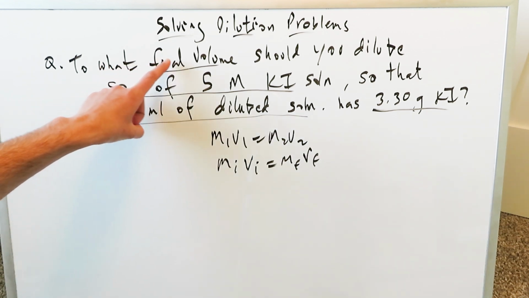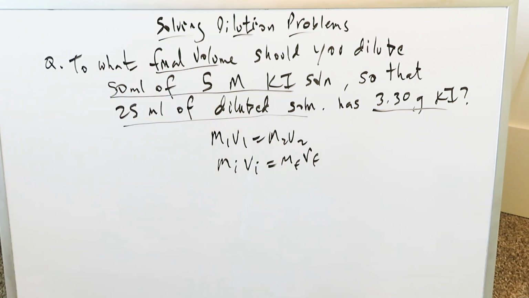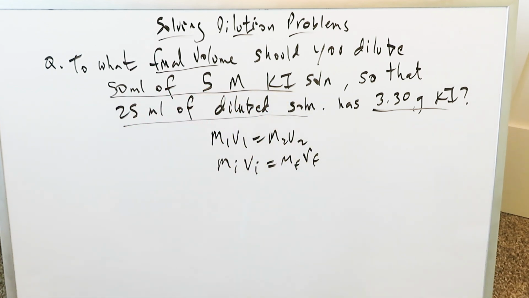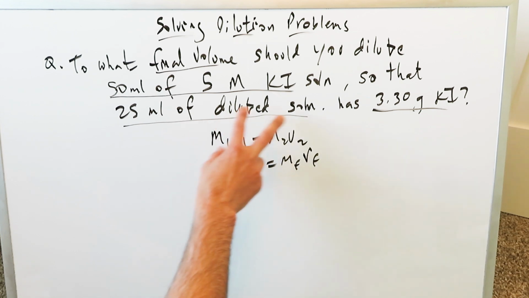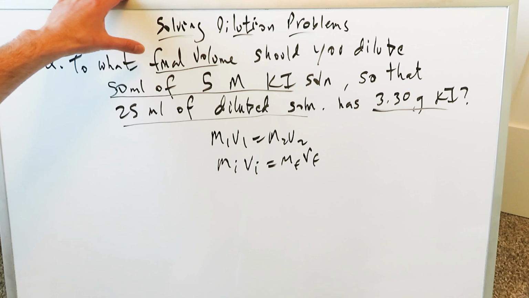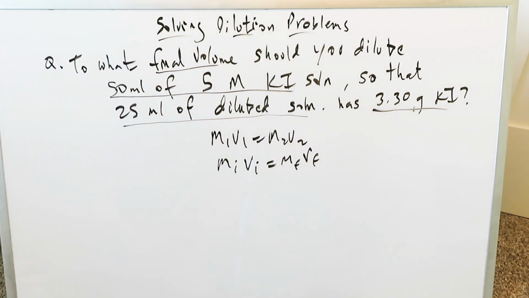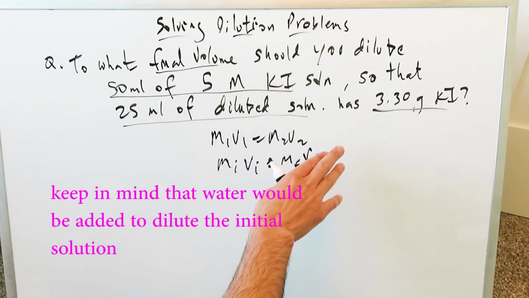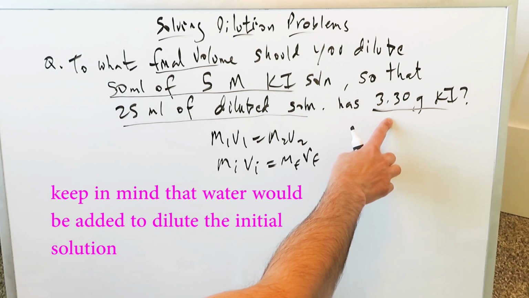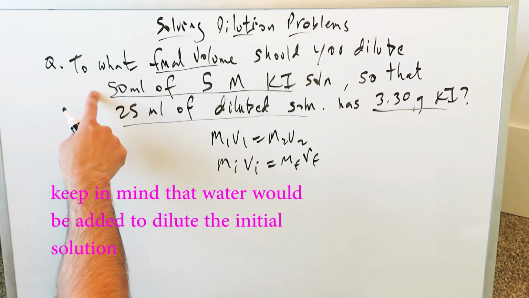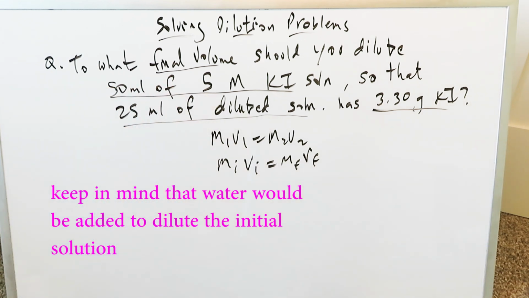We have to find to what final volume you should dilute 50 milliliters of 5 molar potassium iodide solution so that 25 ml of that diluted solution will have 3.3 grams of potassium iodide. Again, you have to find the final volume of a diluted solution, so that if you were to look at 25 ml of that diluted solution, you would be able to pull out 3.3 grams of potassium iodide. And the material you can use here is 50 ml of 5 molar potassium iodide.